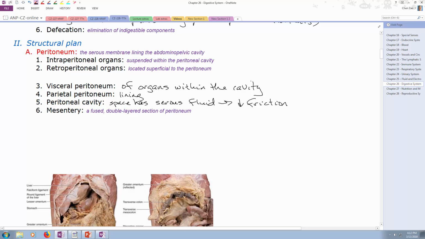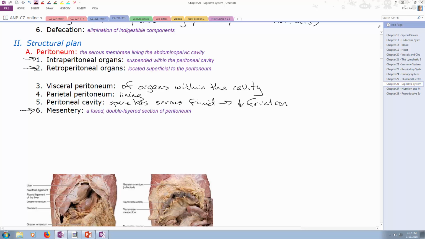And I wanted to start there because now I'm going to come to the two terms here, intraperitoneal organs and retroperitoneal organs. Intraperitoneal organs are suspended within the peritoneal cavity, and so they will be surrounded or lined with visceral peritoneum. So suspended within the peritoneal cavity, and the thing that's going to suspend them in the peritoneal cavity is mesentery, and we'll get to that too in just a moment.